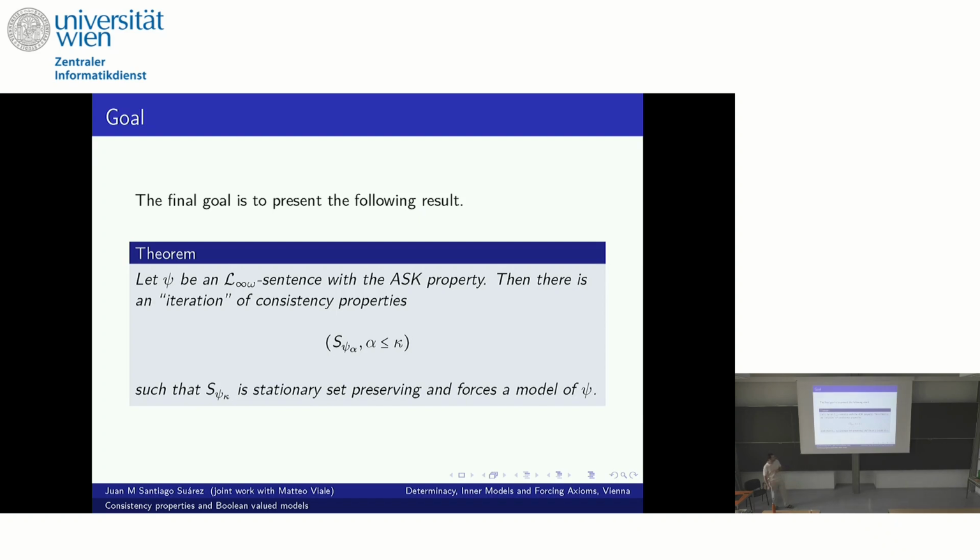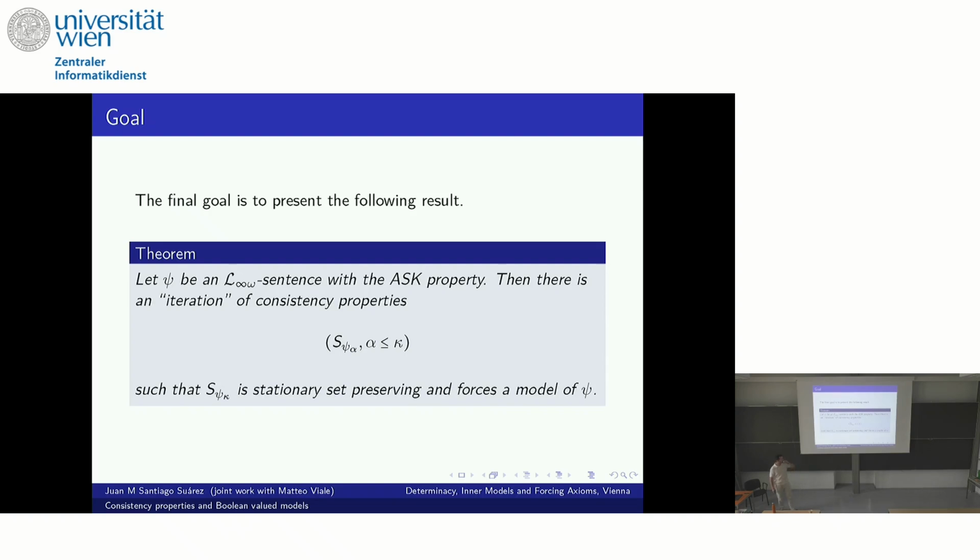So suppose you have an infinitary sentence with something that we will call the ASK property. Well, in that situation, one can build a sequence of consistency properties and iteration such that forcing with the last one is stationary self-preserving and builds a model of the sentence.